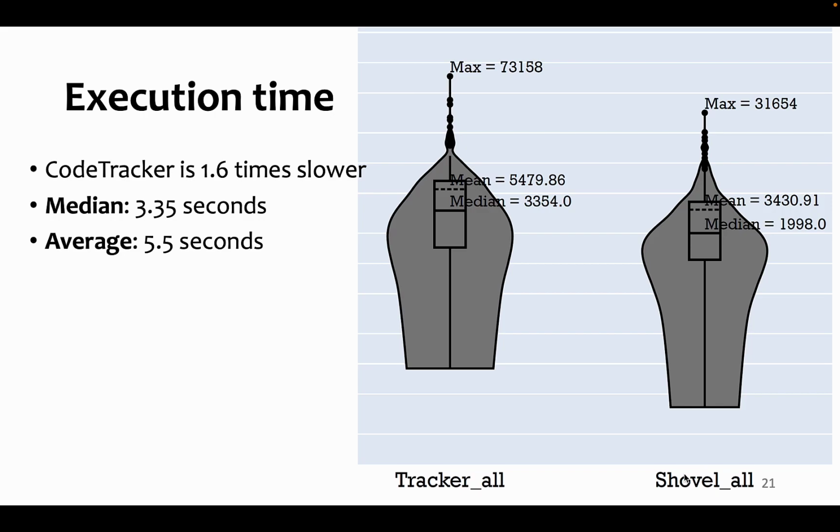Regarding execution time, here you can see 2 violin plots that show the distribution of the execution time for recovering the entire change history for methods. CodeTracker is 1.6 times slower. So on median, it can extract the complete change history for a method in 3.3 seconds, while on average it takes 5.5 seconds. Although CodeTracker is a bit slower, still the execution time is within the same order of magnitude as that of CodeShovel.